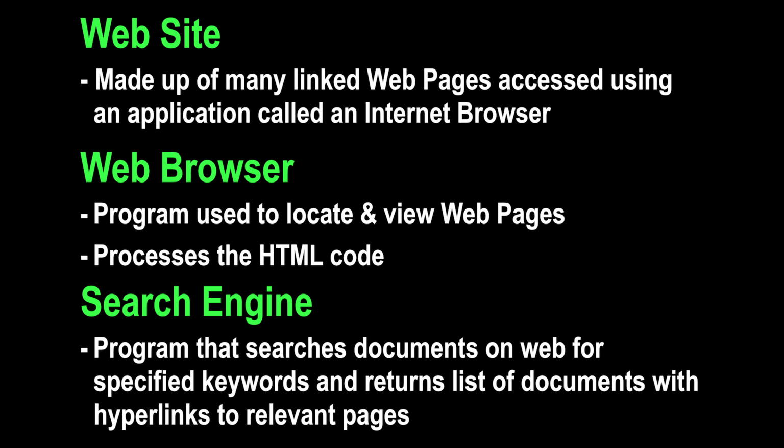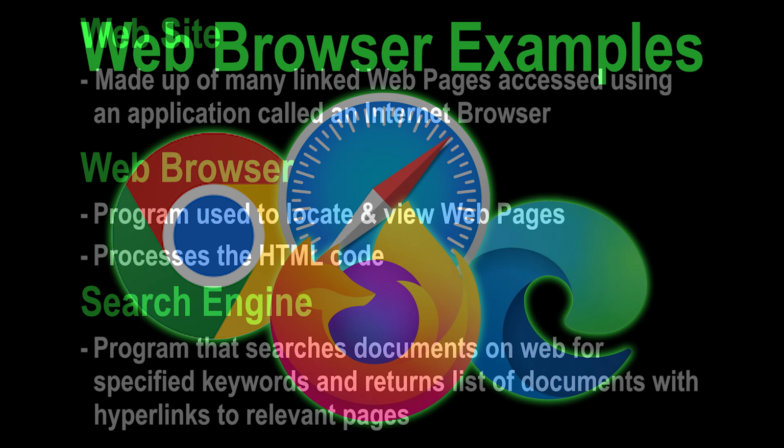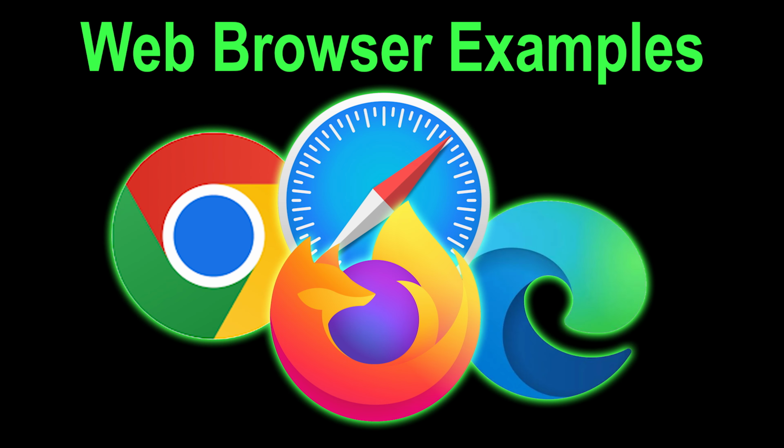A web browser is a program used to locate and view web pages, and is responsible for processing the HTML code. A search engine is a program that searches documents on the web for specified keywords and returns a list of documents with hyperlinks to relevant pages. Note that these are the examples of web browsers.